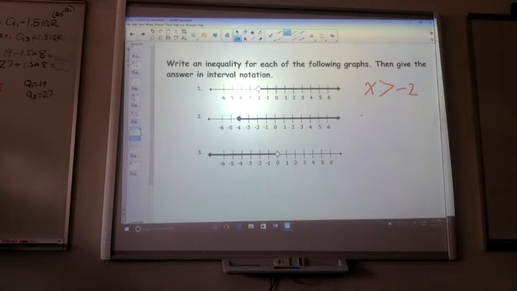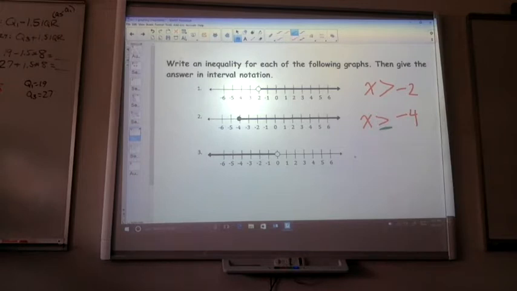To the right. Where am I starting? Am I equal? Is there an equal sign also? Why is that? Because it's shaded. Shaded. Okay, x is greater than or equal to -4. Then we have to go back and do an interval on these two.